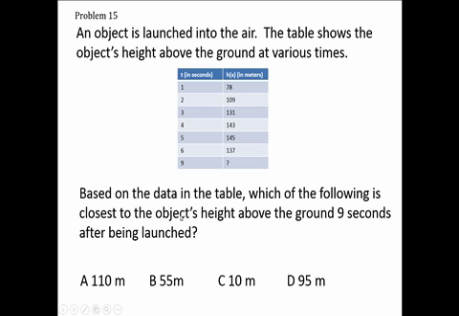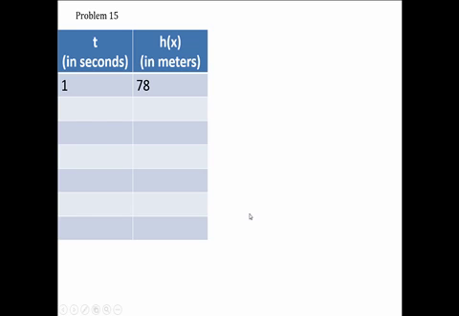The key to this is the word closest. When we're looking for the one that's closest to the object's height, that's going to allow us to kind of guess. Now, I'm going to completely tear this problem apart, and then we're going to do it a little bit of an easier way. First of all, we're going to look at the table.